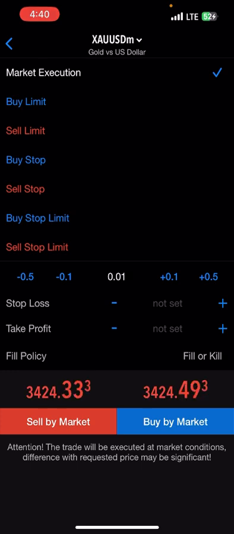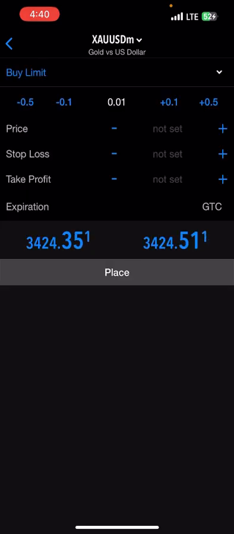So assuming it's buy limit, for example, I click on buy limit, and then you see this space for price. You would input the entry price that was given to you for that trade. You input it there. The stop loss, you input it there, and of course the take profit that was given to you, you also input, and you click on place. So that's literally how to take a trade for a pending order.